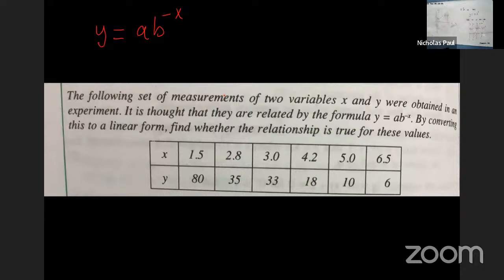You've got to put the minus for the gradient. You can take the minus sign and put it with the gradient, so you don't have to plot negative x values.